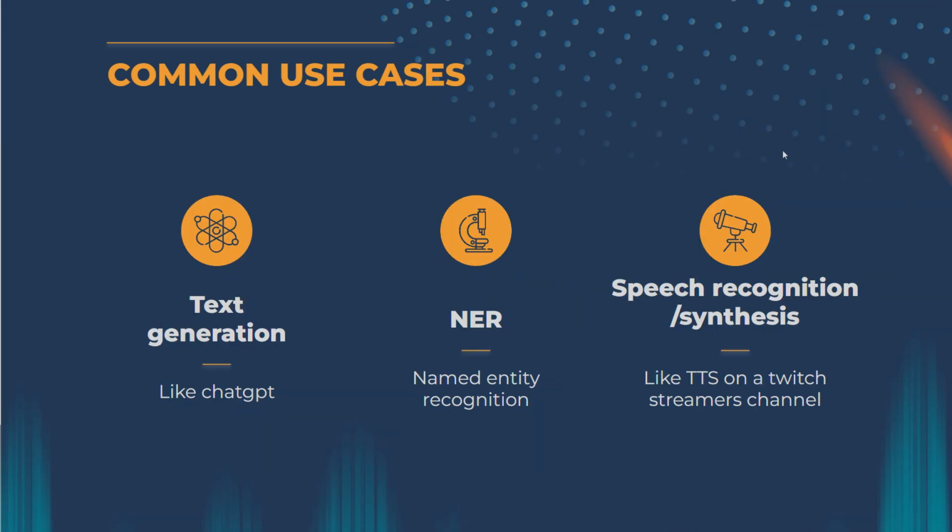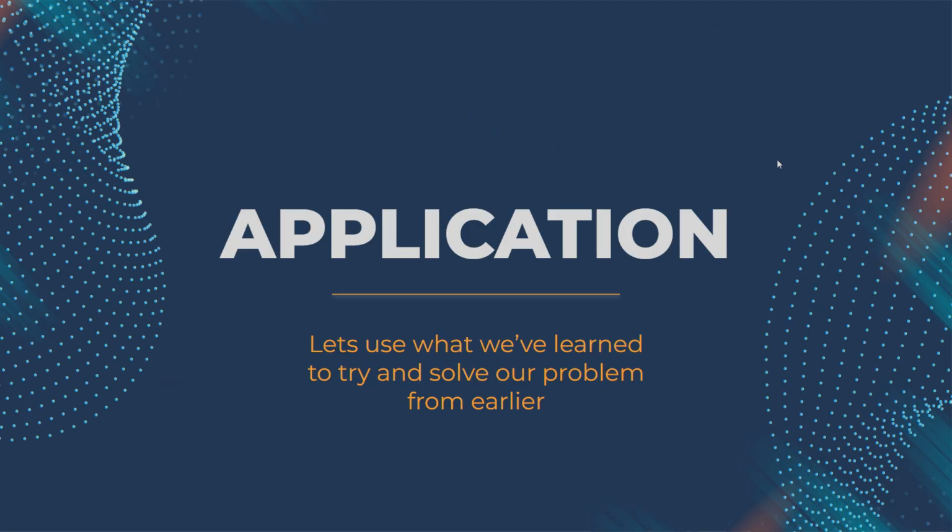Some common use cases for LSTMs are text generation, like a large language model, maybe not entirely what ChatGPT is, but some of it. Bidirectional LSTMs can be used in named entity recognition, like recognizing proper nouns like names and companies. And all of these together can be used in speech recognition and synthesis, like text-to-speech on a Twitch streamer's channel, because LSTMs can predict more than just text. They can predict sounds or videos or images, you name it.